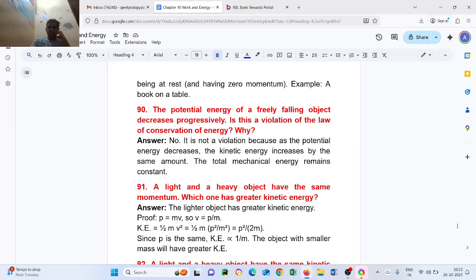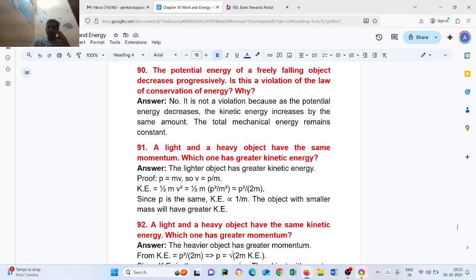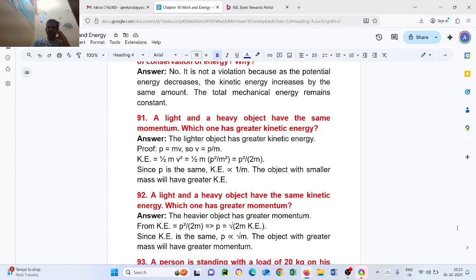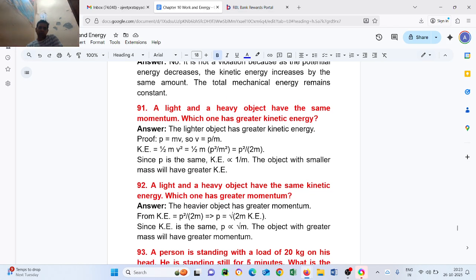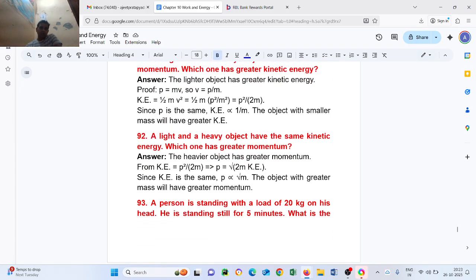Question number 91. A light and a heavy object have the same momentum. Which one has greater kinetic energy? The lighter object has a greater kinetic energy. Proof: p = mv, so v = p/m. K = half mv squared = half m p squared upon m squared = p squared upon 2m. Since p is the same, kinetic energy is proportional to 1 upon m, so the object with the smaller mass will have greater K.